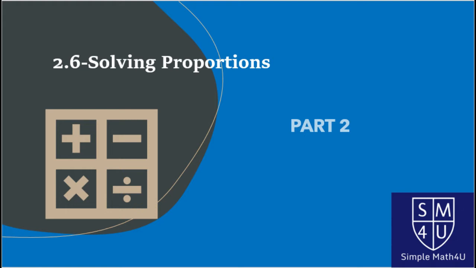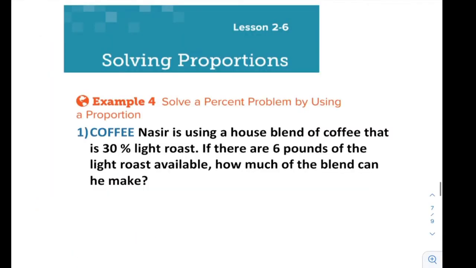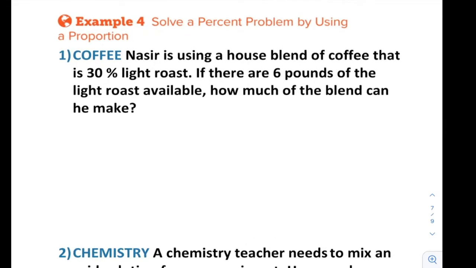In most of the questions we are here going to solve real life applications. And let's start. How can we solve percent problems by using a proportion? Let's take an example. Nasser is using a house blend of coffee that is 30% light roast. If there are 6 pounds of the light roast available, how much of the blend can he make?